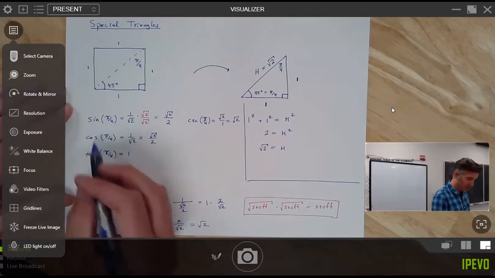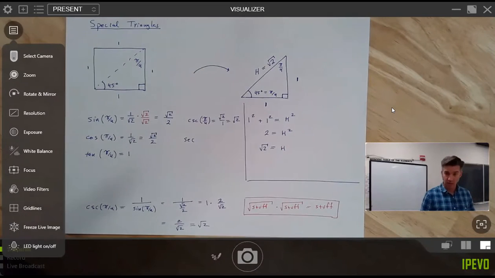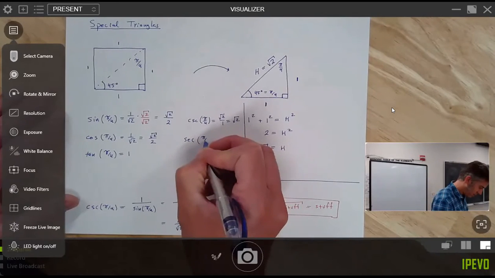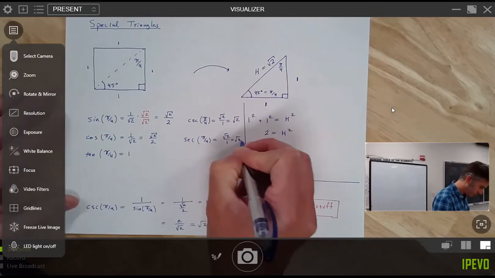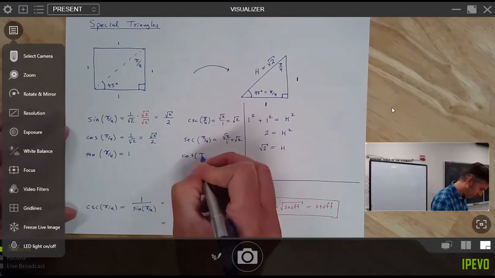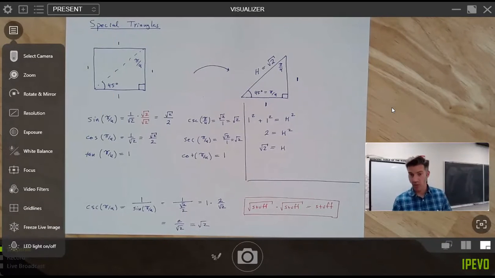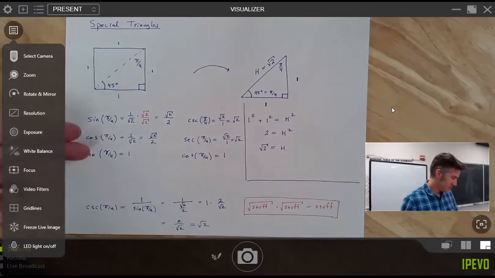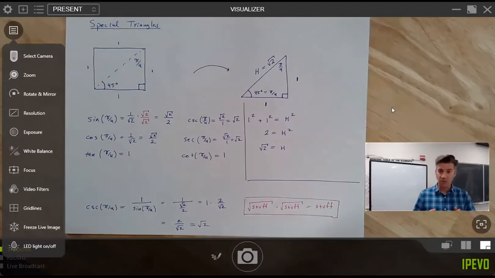Just like sine and cosine are the same for this angle, secant and cosecant should be the same as well. So cosecant of pi over 4 is root 2 over 1. Secant of pi over 4 is also root 2 over 1, which is just root 2. And finally, cotangent of pi over 4 is just 1. It's the reciprocal of tangent, which is 1 over 1, which is 1. So when I think about the angle pi over 4, I think about sine and cosine being the same. They're both root 2 over 2. So that's one of the special triangles.